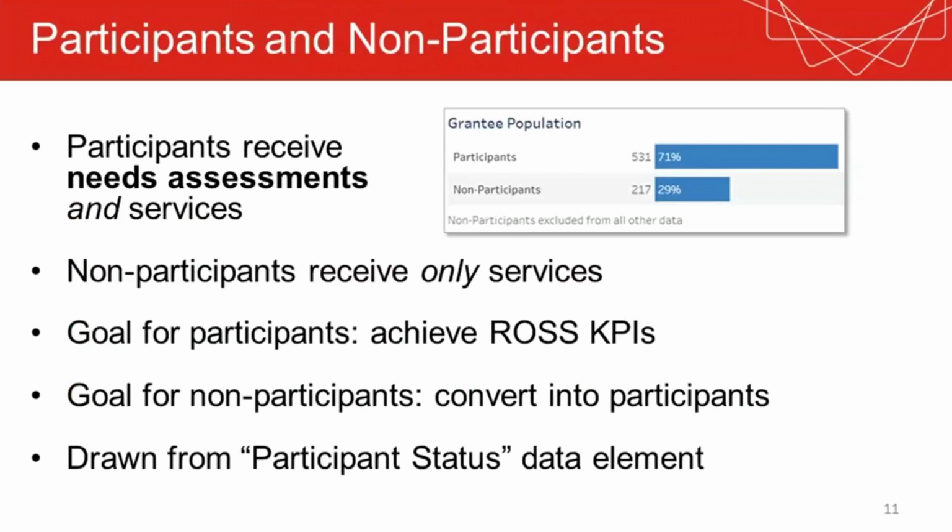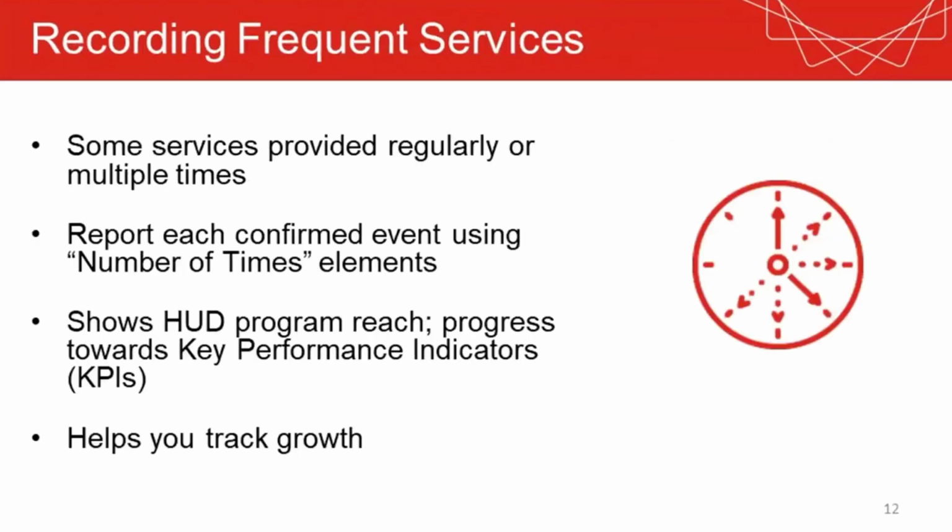Now, your goals as a service coordinator will be slightly different for participants and non-participants too. Your goals for participants are to achieve the ROS key performance indicators. But your goal for non-participants, primarily as a first step, is to convert them into participants by providing them with that intake needs assessment, which allows them to become a full participant in the ROS program. In the dashboard, this is drawn from the participant status data element, which you can learn more about in the ROS data guide.